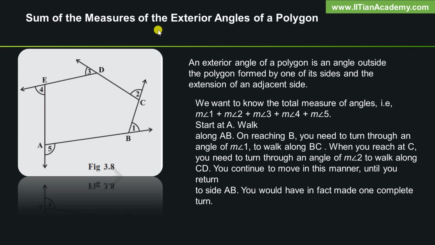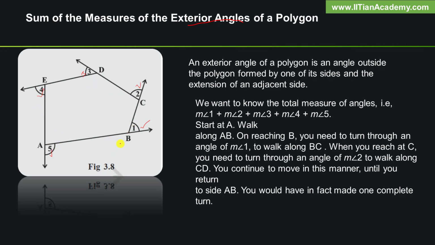Let us try to understand exterior angle. An exterior angle of a polygon is an angle outside the polygon formed by one of its sides and the extension of an adjacent side. 1, 2, 3, 4, 5 are exterior angles of this polygon.